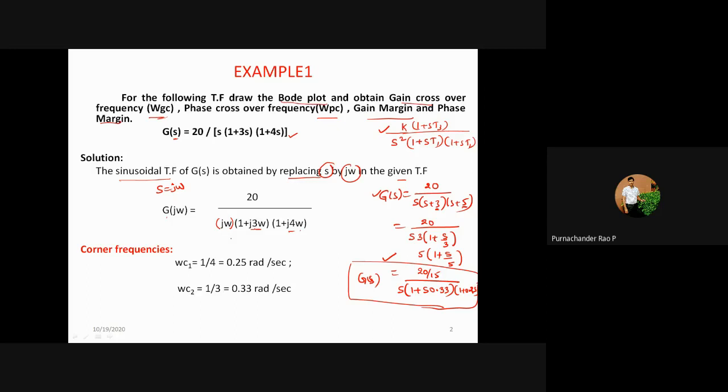After taking this value, we need to find the corner frequencies. Corner frequencies are nothing but 1 by this particular value, this is 3 or 4. We need to write them in increasing order, and therefore omega c1 is equal to 1 by 4, so 0.25 radians per second, and the second corner frequency is 1 by 3, which is equal to 0.33 radians per second.